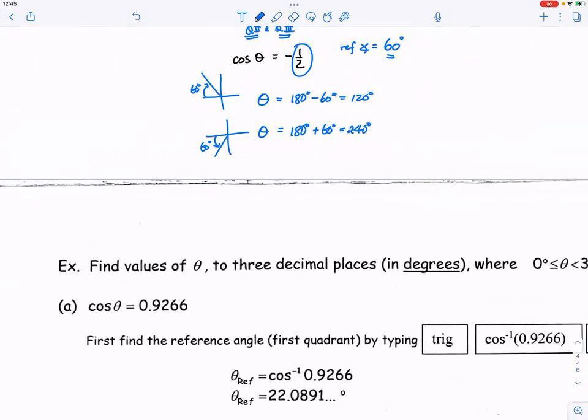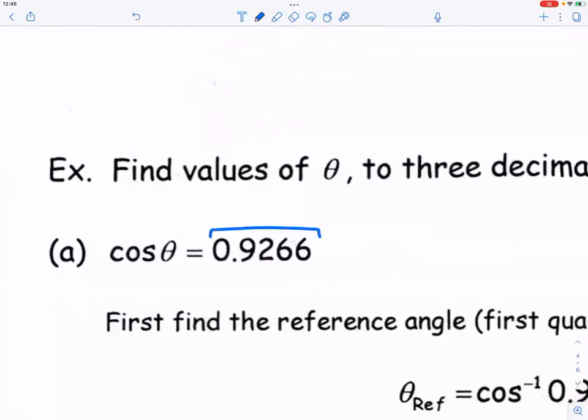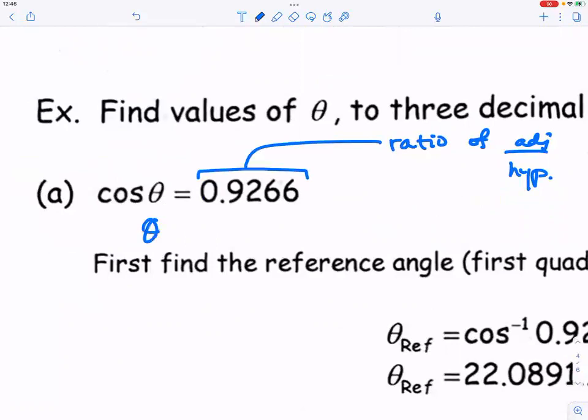It's 0.9266. So first, what's the meaning of this number again? It's a ratio of what side over what side? Adjacent over hypotenuse. Okay. So we get the ratio, 0.9266. It's a positive number. So that means we can conclude theta must be in quadrant 1 and quadrant 4.